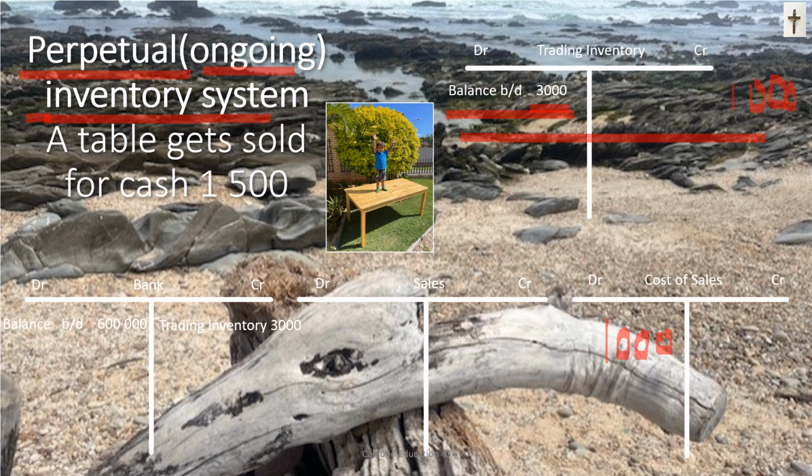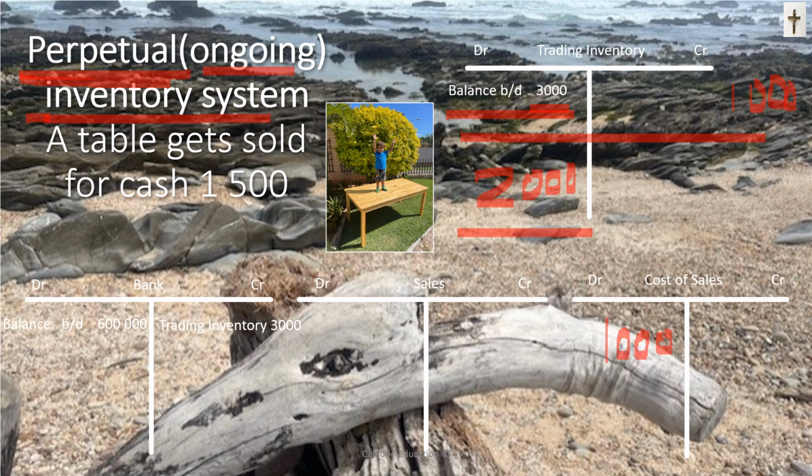If we did a stock take. So there's an advantage of using the perpetual inventory system. We are able to determine in our books what our stock level should be, the value of our stock. And in this case, after that purchase of stock and the sale of stock, the balance of our stock will be 2 tables, which comes to 2,000.